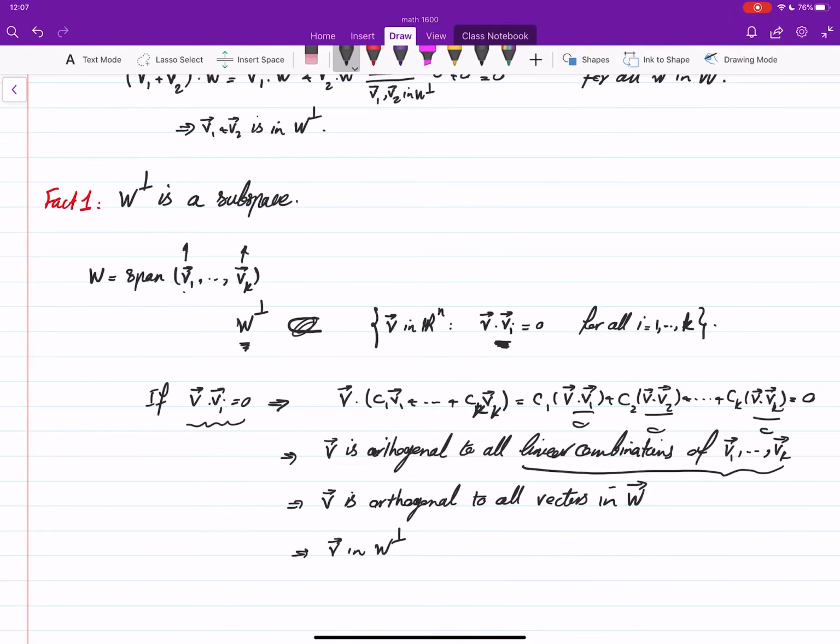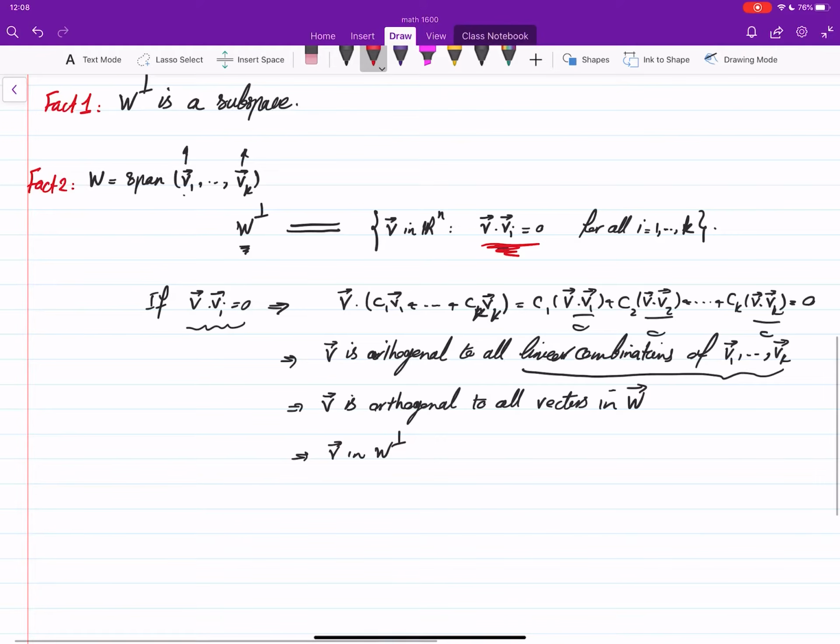I am going to write this as these two are equal. So this is fact 2. What does it say? It says that if you have a generating set, a set that spans the whole subspace, you don't need to check all the vectors in this subspace. You just need to check all the vectors which are orthogonal to this spanning set. We will use that, and we will see something interesting in case of matrices.